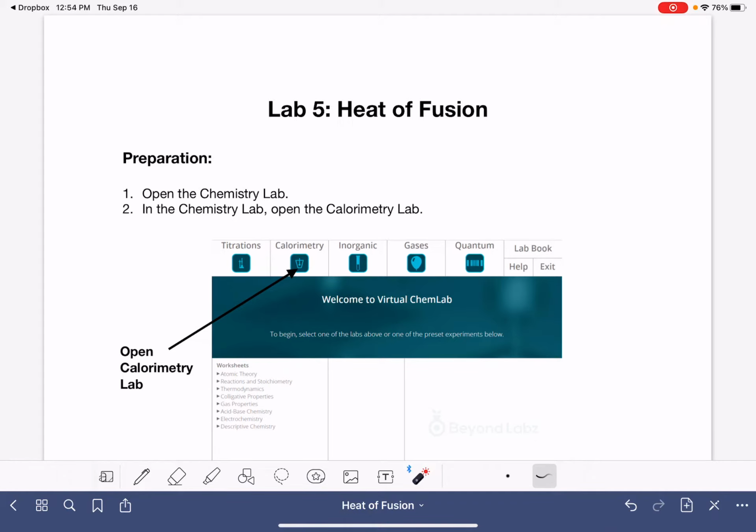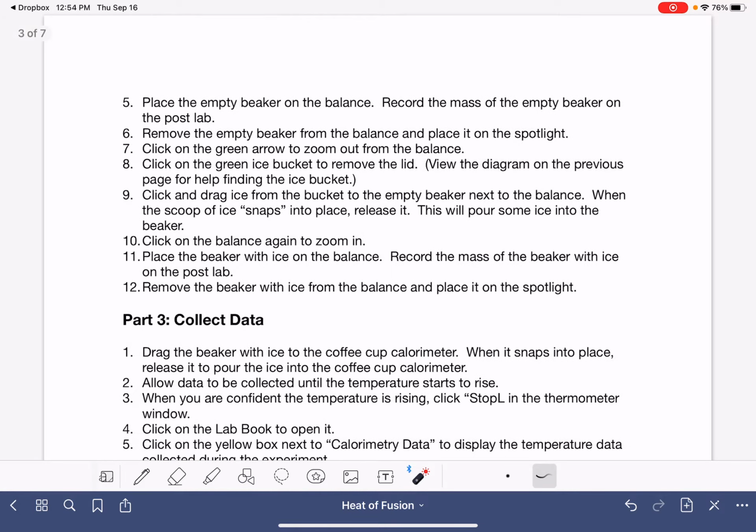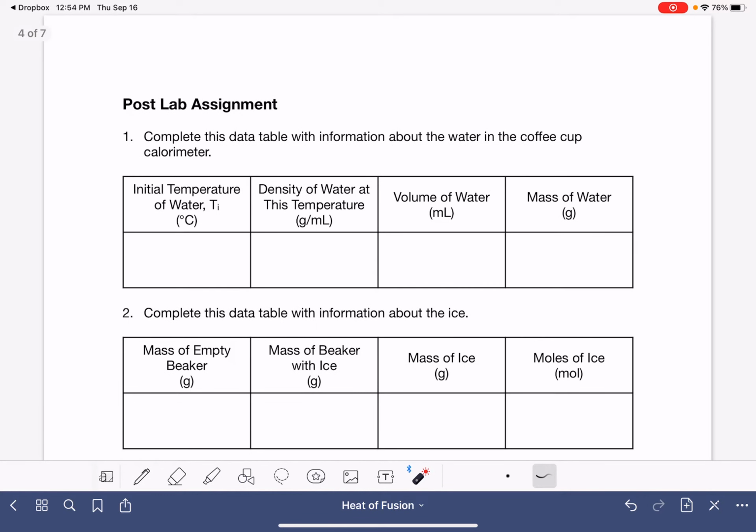In this video, I'm going to walk you through the post-lab for Lab 5 Heat of Fusion. In this experiment, you are measuring the change in enthalpy, delta H, for ice as it melts. The first data table is, half of it is information that you measured while you were doing the experiment.